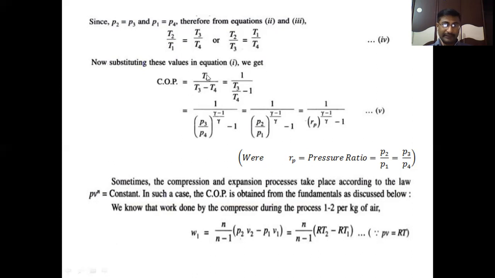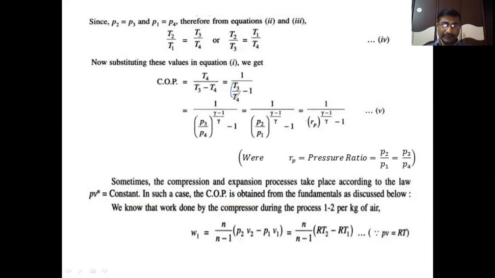Otherwise, if we take T4 into the denominator, it will be 1 divided by (T3 minus T4) by T4. Dear students, like this we can write this equation. So T3 by T4 minus T4 by T4 is 1. So, 1 divided by (T3 by T4 minus 1).